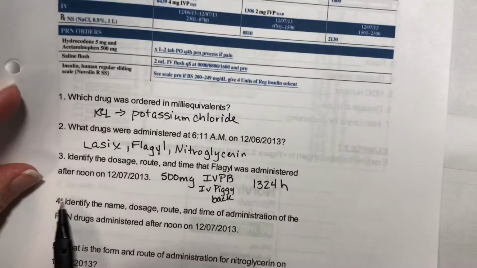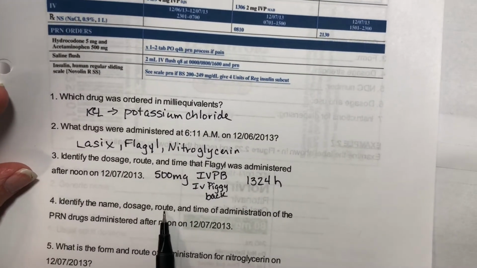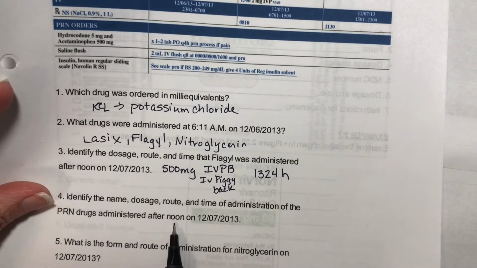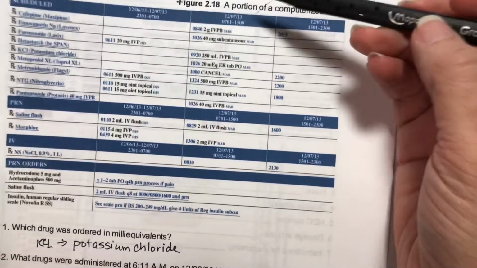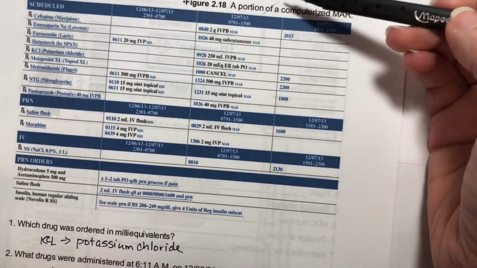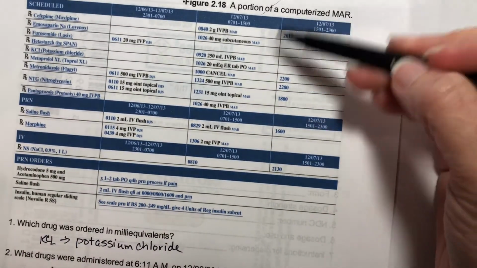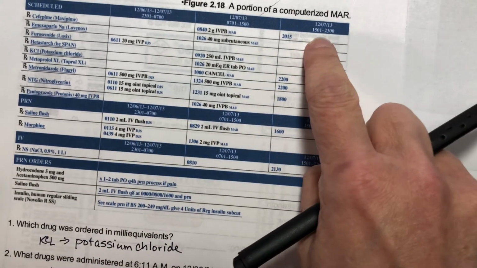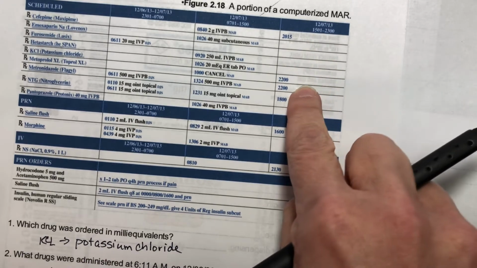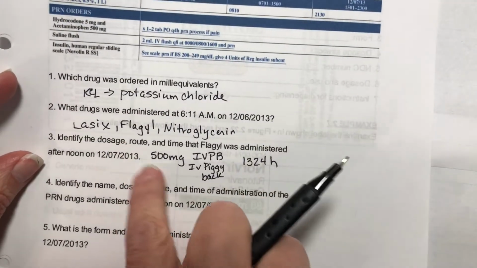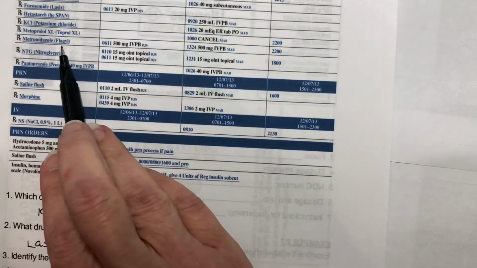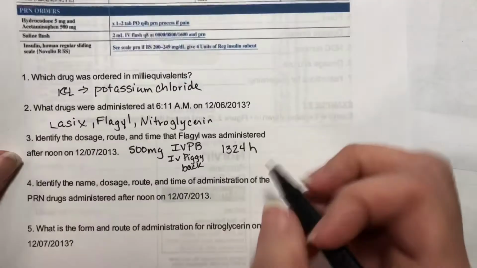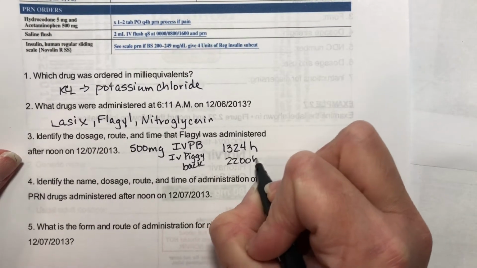Okay. Identify the name, dosage, route, and time of administration of the PRN drugs administered after noon on the 7th. Okay. Well, here's the 7th. Actually, you know what? This is the 7th as well. It's just after 1500 hours. So maybe I need to add something else here. Afternoon on the 7th, was Flagyl given again? Yes, it was also given at 2200 hours.